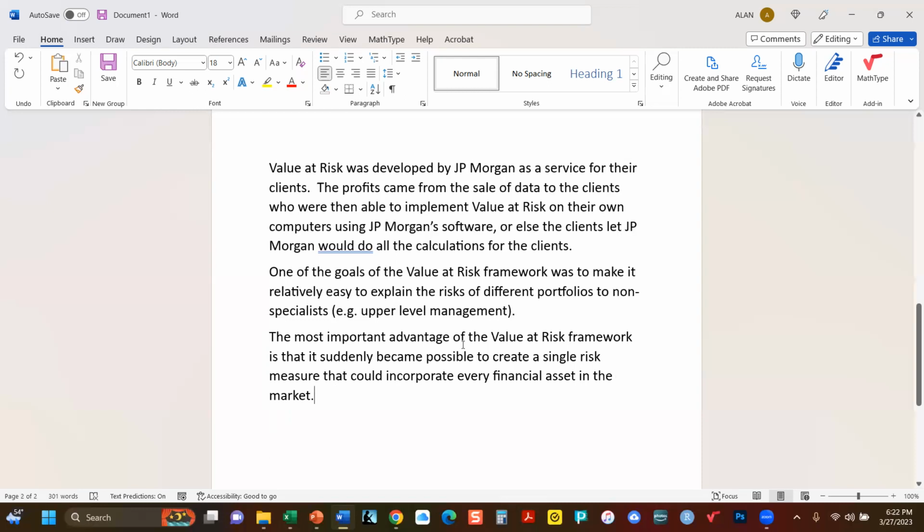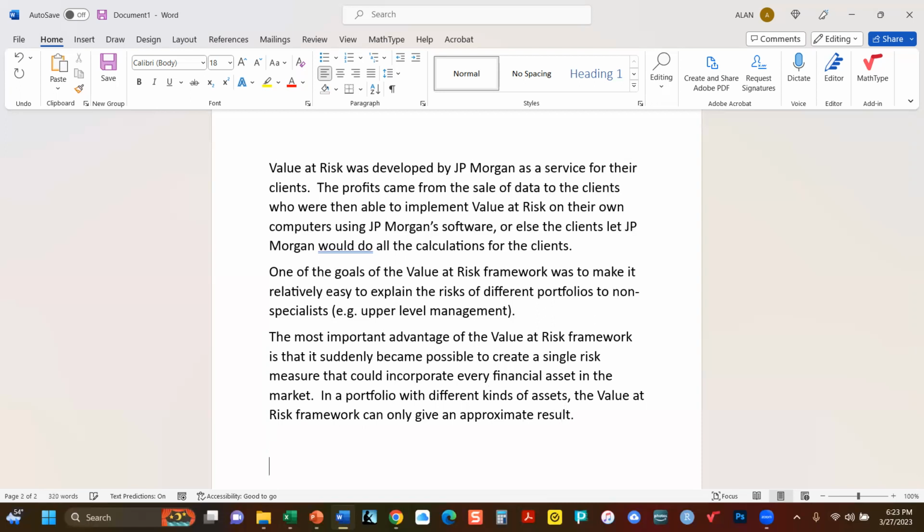The one thing we have to point out here, though, is that in a portfolio with many different kinds of assets, the value at risk framework can only give an approximate answer, because you're combining, essentially, apples and oranges. You're lumping them all together and coming up with a single number. And that's more of a problem for some types of assets than others.